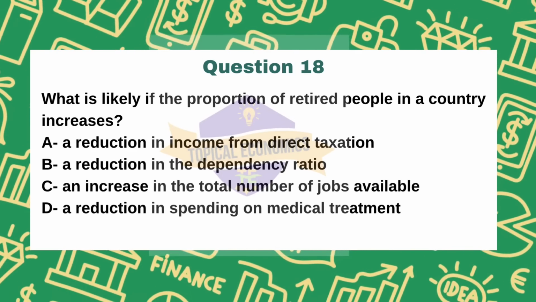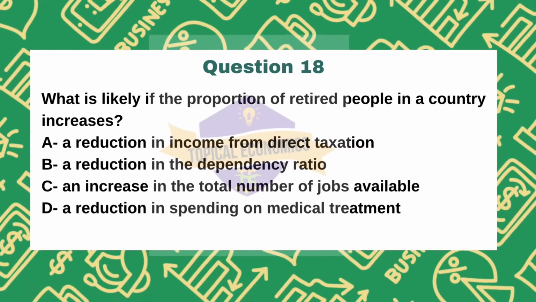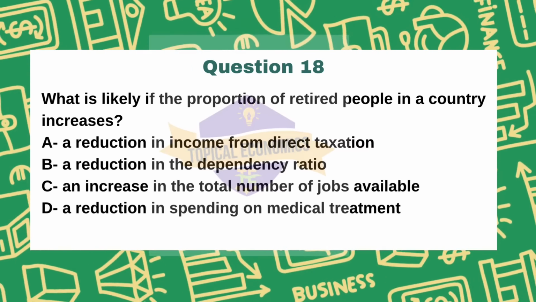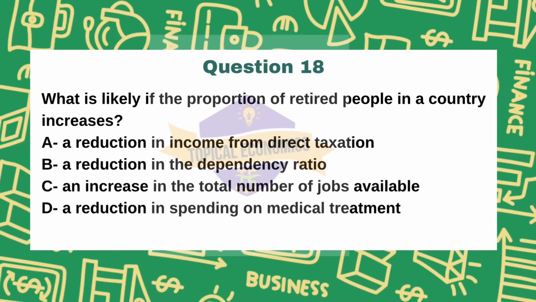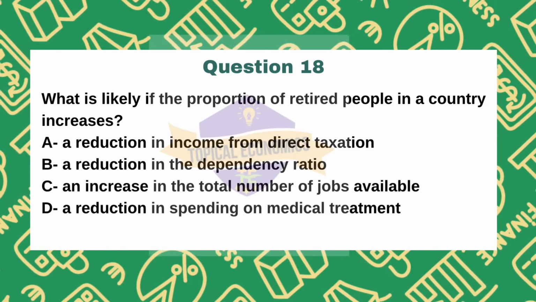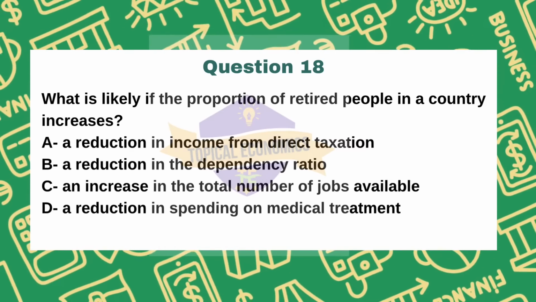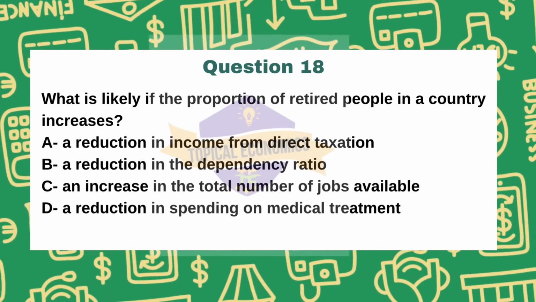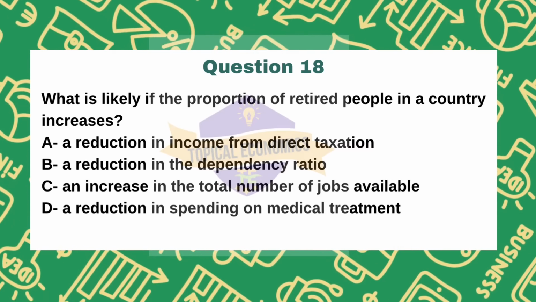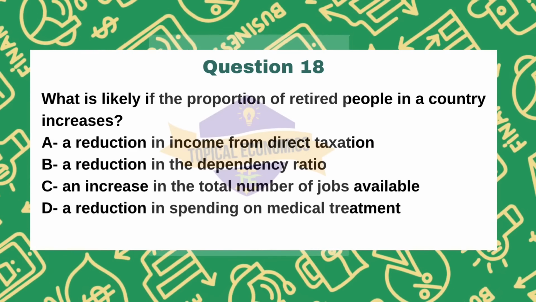What is likely if the proportion of retired people in a country increases? A. A reduction in income from direct taxation. B. A reduction in the dependency ratio. C. An increase in the total number of jobs available. D. A reduction in spending on medical treatment. The correct answer for this question is option A. A reduction in income from direct taxation.